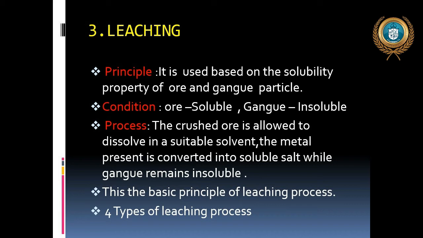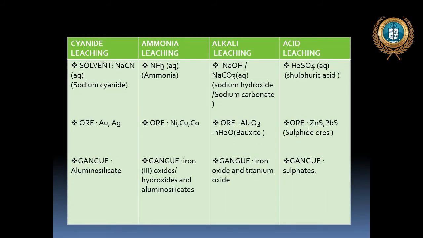The metal present in the ore converts into a soluble salt while the gangue remains insoluble. So this is the basic principle of the leaching process. Leaching means we are removing the impurities with the help of a solvent. That is leaching. There are 4 types of leaching process: at first cyanide leaching, second ammonia leaching, third alkali leaching and fourth acid leaching.